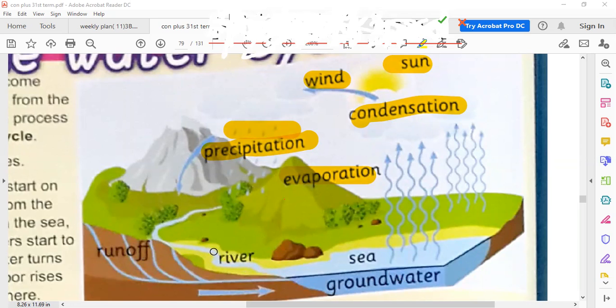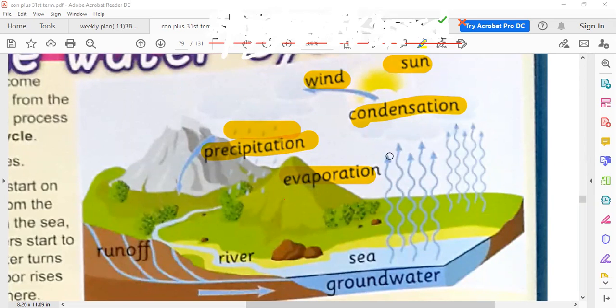What happens to the water when the river is finished? When the river is finished, the water goes to the sea. Because the sun is hot, it heats the sea and evaporation happens. What is the meaning of evaporation? Evaporation means the hot water comes from the sea up to the sky. Why? Because of the sun.